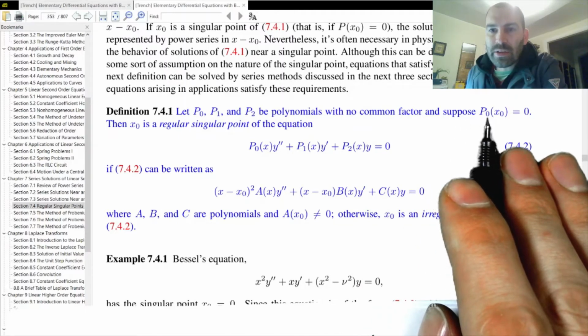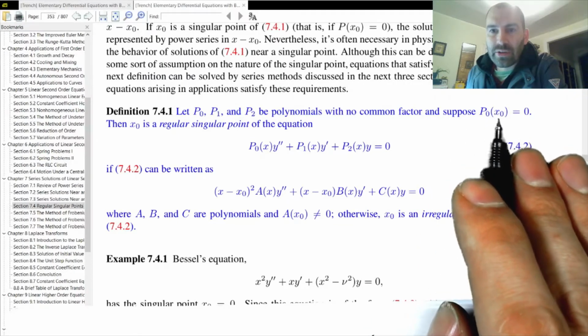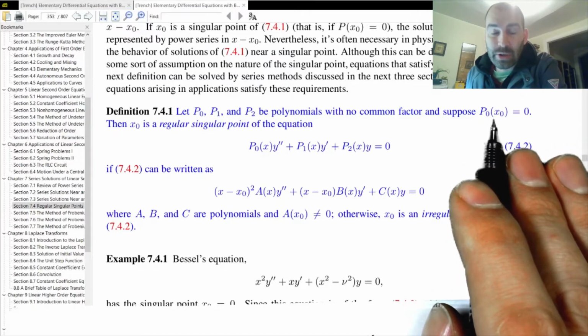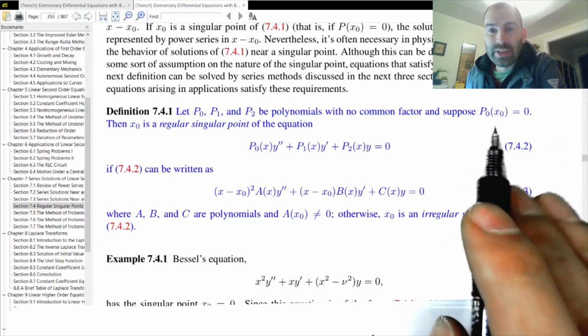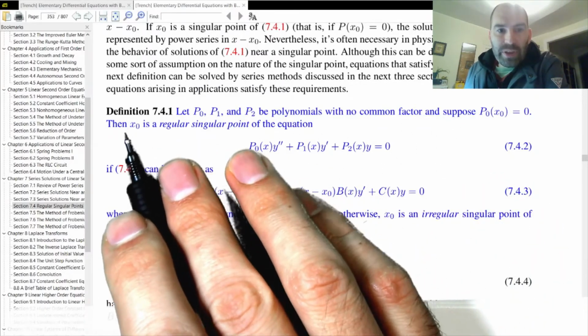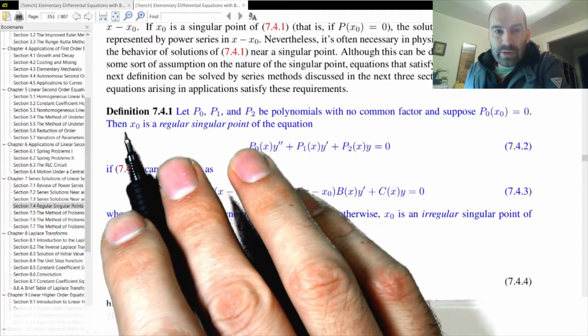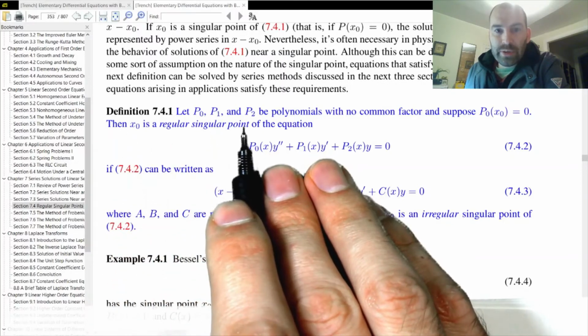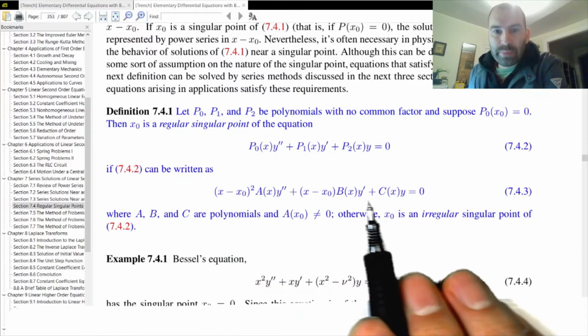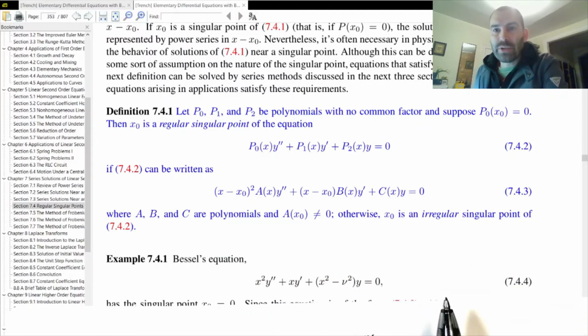Suppose that P of x0, this is where we're going to center our series about. I was centering my series about 0, and that's what made it a Maclaurin series. Then that point, that number that we're centering it about, is a regular singular point if this thing can be written in this form. Right? And that's actually what we had.